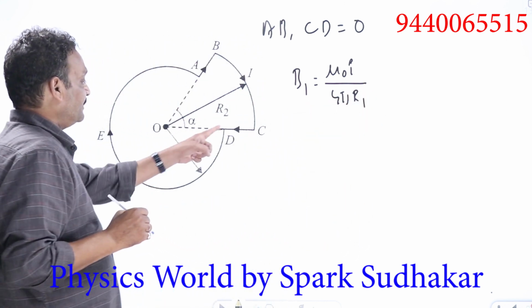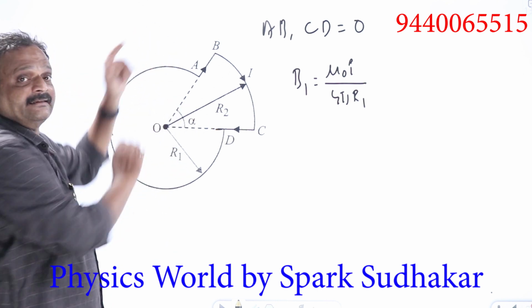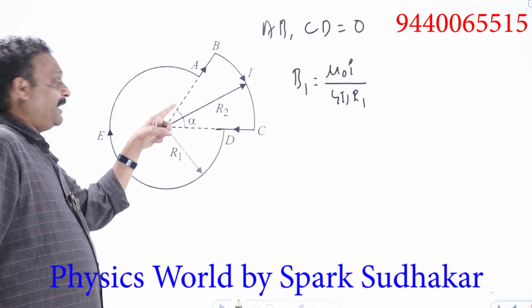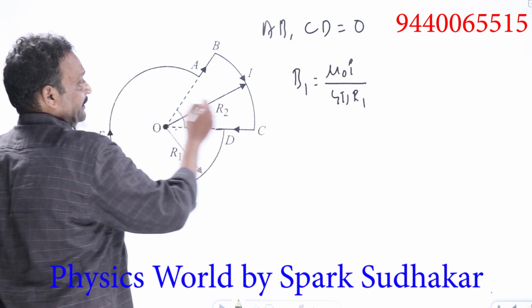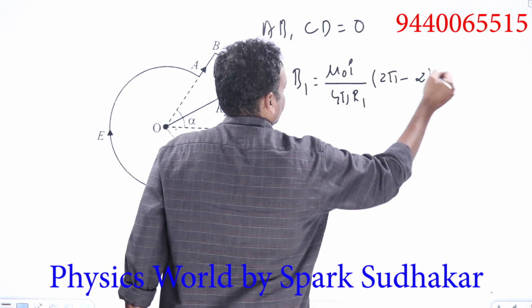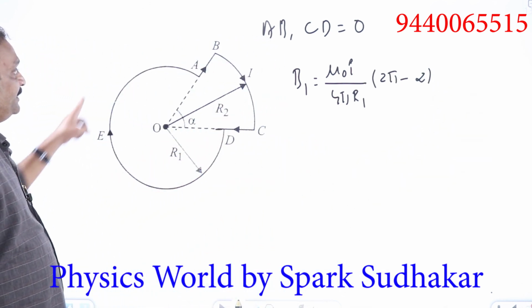Angle subtended by this arc at the center O: the total angle subtended by the entire circle is 2 pi, out of which alpha radians have been cut out. So what is the angle subtended by this arc? It is nothing but 2 pi minus alpha. This is the field due to the segment DEA.